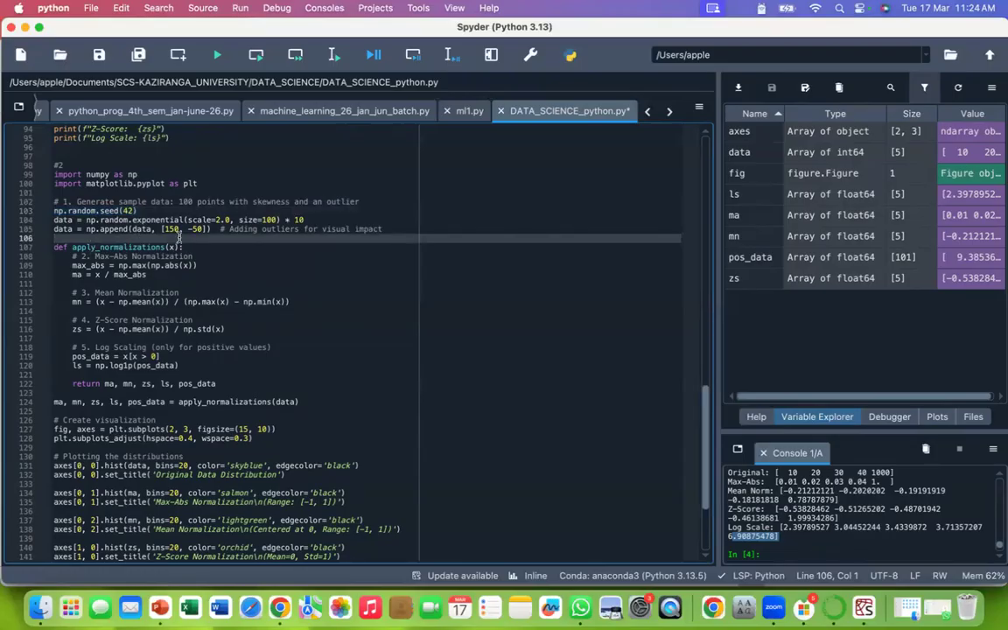We use random exponential, scale 2.0, size 100, times 10. Data append, minus 150, minus 50. So we are adding outliers here.